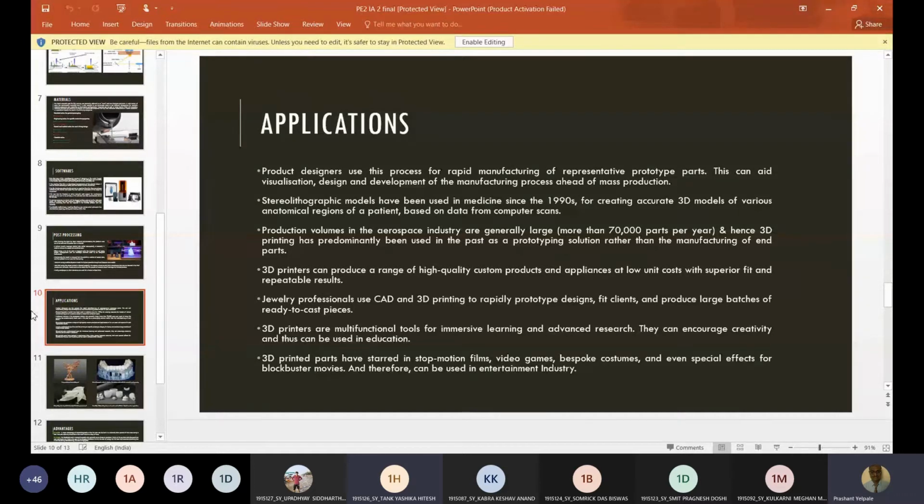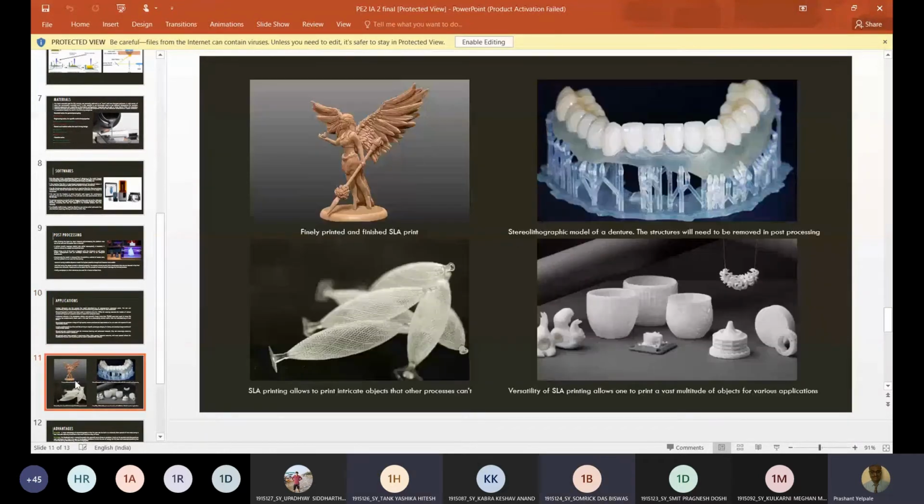These 3D printers can produce high quality custom products with low cost, superior fit and repeatable results. They can be used in the entertainment industry in stop motion films, video games and special effects for blockbuster movies. So, next slide. Sir, here are some examples of SLA printing.